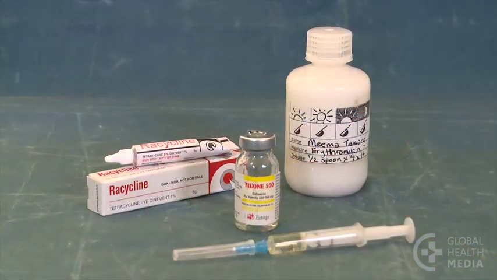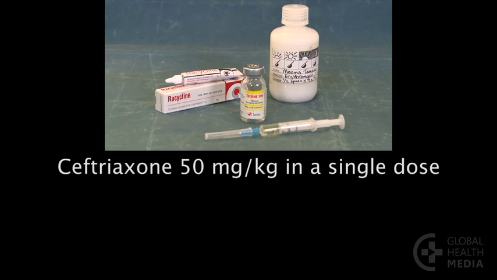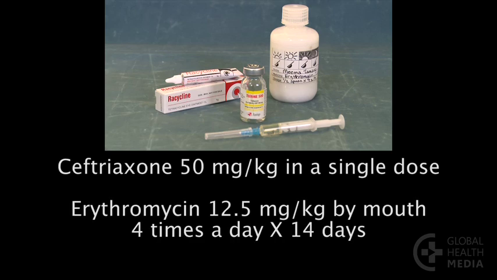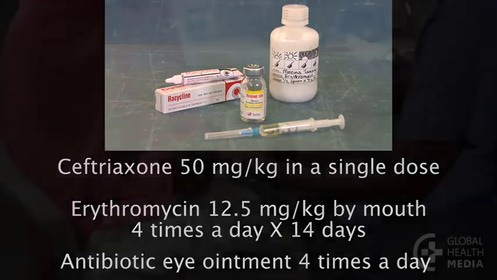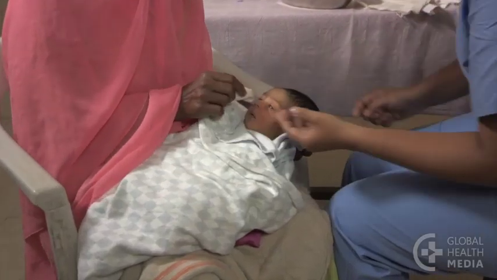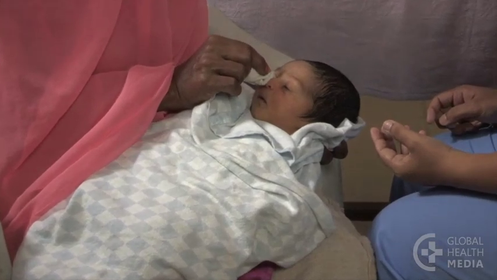Give a single dose of ceftriaxone plus 14 days of erythromycin by mouth and antibiotic eye ointment per your national protocol. Clean the eyes frequently until the pus stops forming.